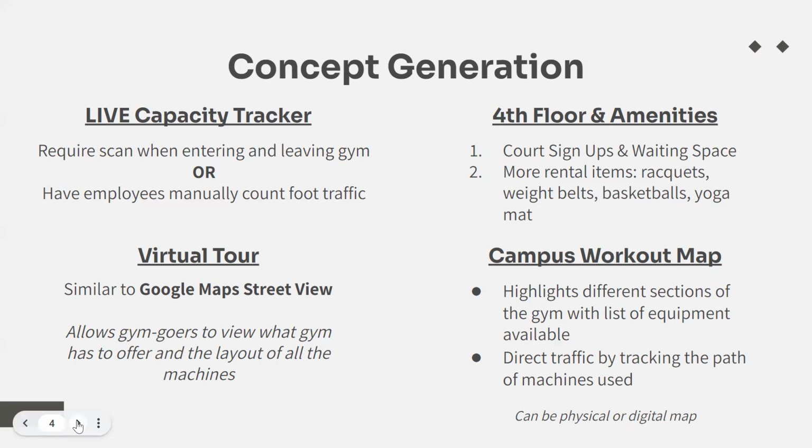Furthermore, a campus workout map could be rolled out that highlights the different sections of the gym with a list of all the equipment available to gym goers. Now I'm going to pass it to Jayton as he describes the other ideas that we thought would be useful in tackling our product concept.